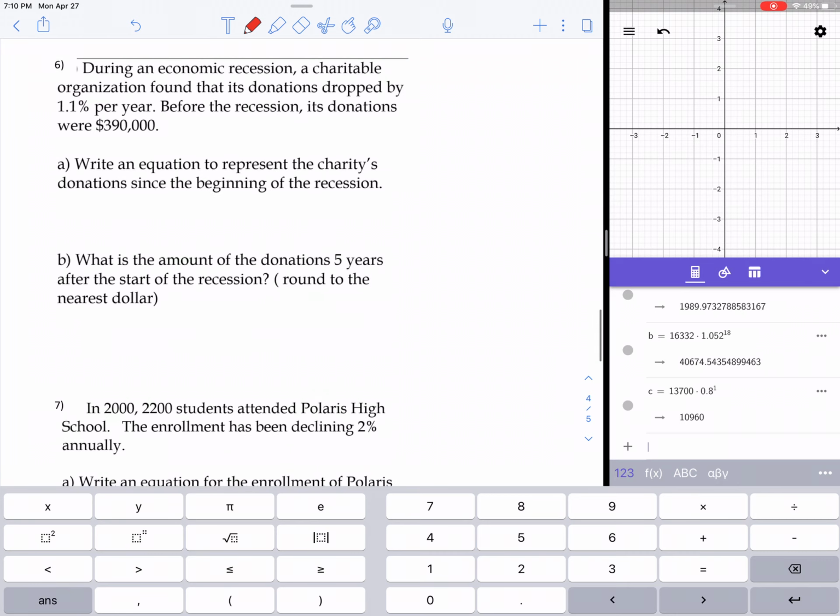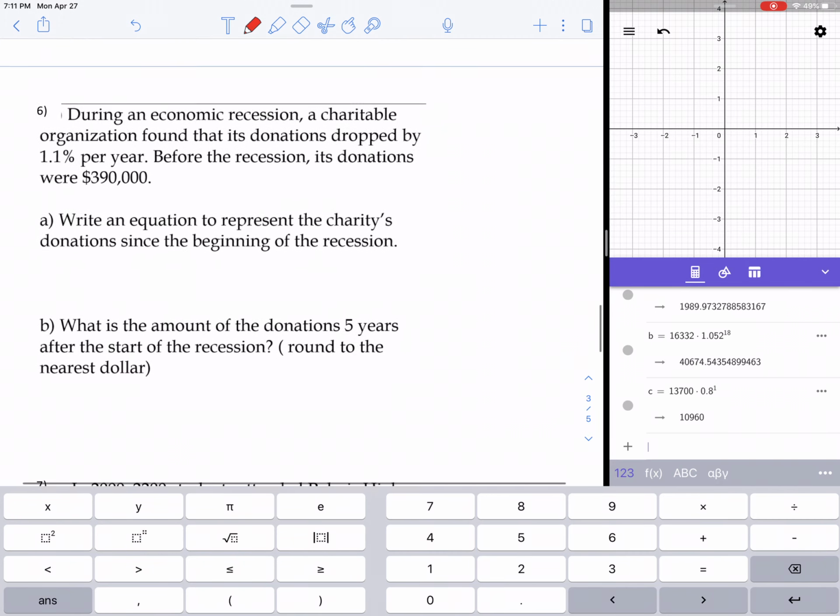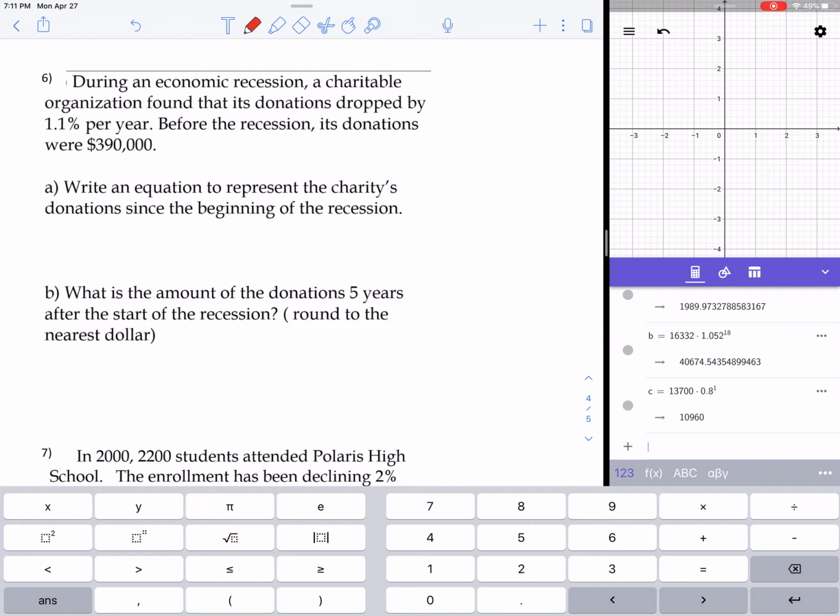Okay, I'm going to do 2 more with you, and then you're going to complete the last 3 on your own. During an economic recession, a charitable organization found that its donations dropped by 1.1% per year. So again, what's happening? It's going down. Before the recession, its donations were $390,000. Write an equation to represent the charity's donations since the beginning of the recession. So again, we're going to use the decay equation. So the base is going to be 1 minus R instead of 1 plus R. My A and my R are given to us in the problem.